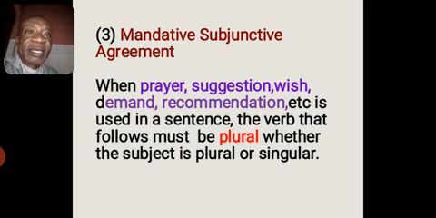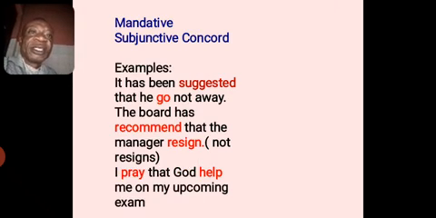Now let's take an example. Number 1, it has been suggested that he go not away. There's a temptation for you to say, it has been suggested that he goes not away, but that is wrong. That's against the mandative subjunctive concord rule. Did you get that? It has been suggested that he go not away.